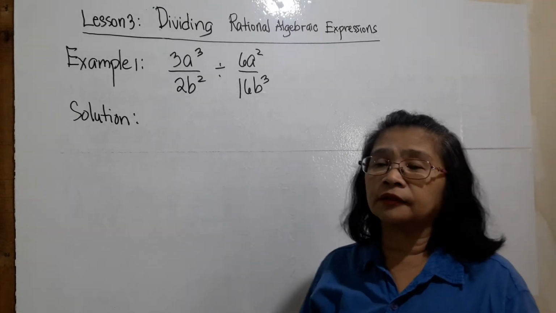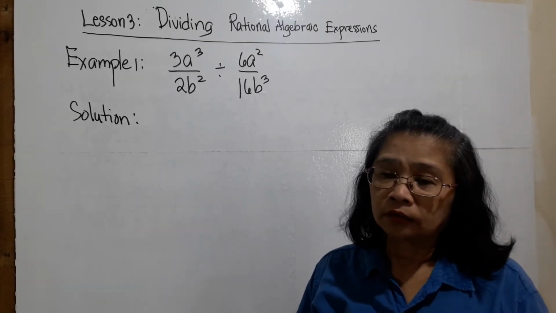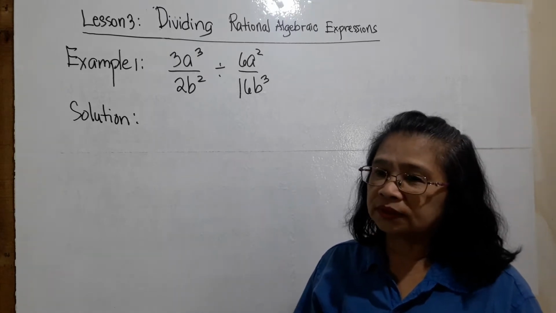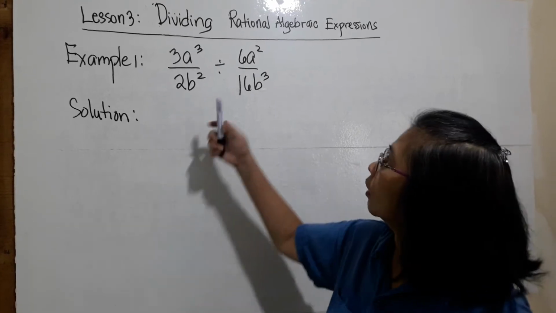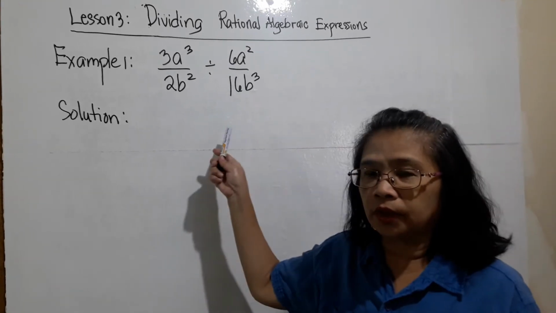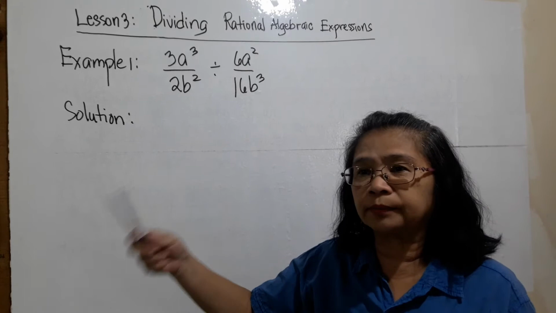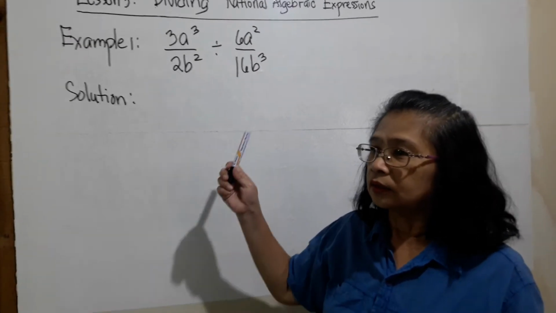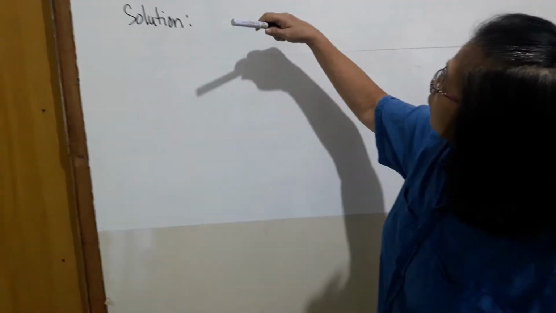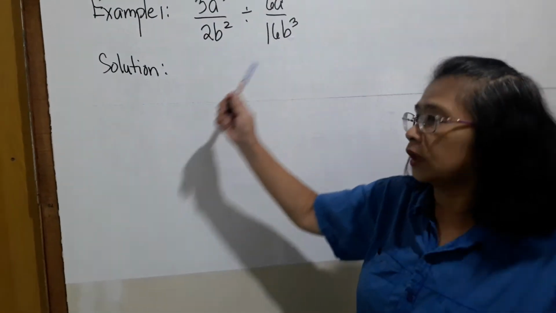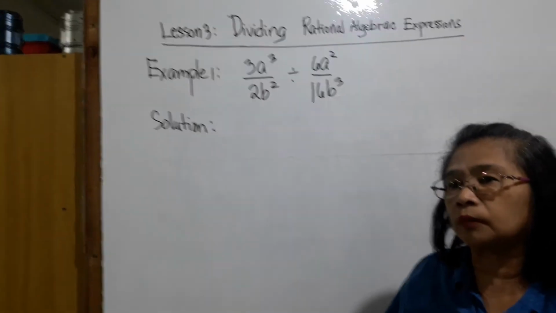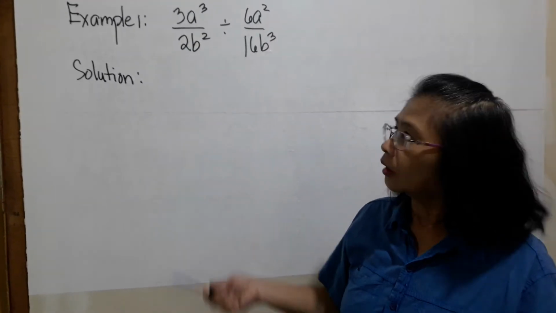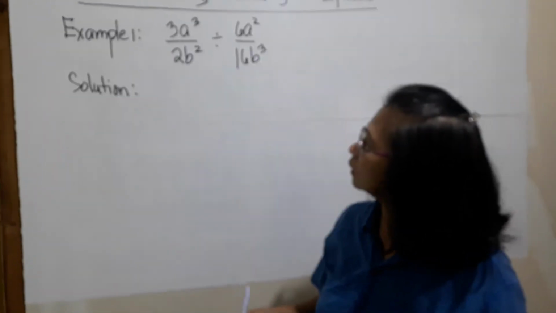Just like dividing fractions, the steps are all the same. We just get the reciprocal of the divisor, then we follow the same steps in multiplying fractions. Okay? So just like multiplying fractions, we can apply cancellation of the common terms and we do factoring. Okay, let's have example number 1.